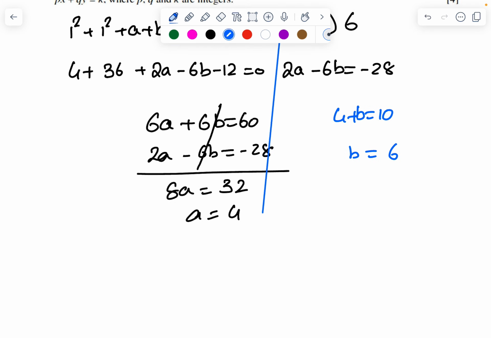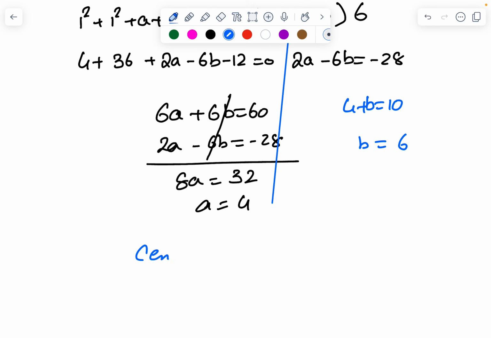Once I got a and b, the center will be half of the value of a, which is 4 divided by 2 and opposite symbol. Similarly, half of b, 6 divided by 2 and opposite symbol. So which is going to be negative 2 comma negative 3.